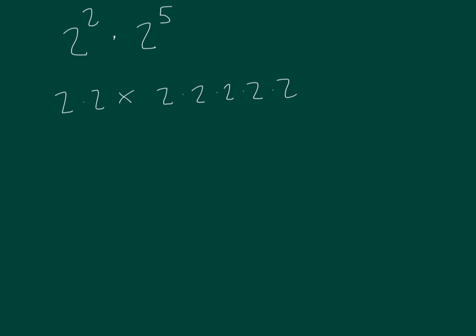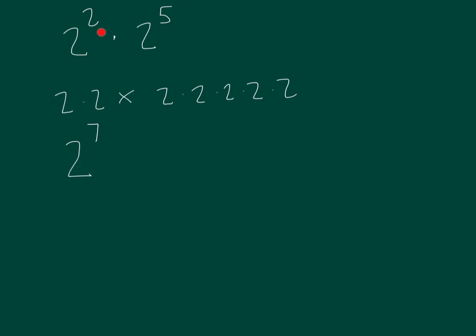Okay, here's an example where we have 2 squared being multiplied by 2 to the 5th power. Now to work this out, you would normally take the 2 squared and expand it out to make it 2 times 2. 2 to the 5th would expand out to be 2 times 2 times 2 times 2 times 2, 5 2's. Now when you multiply all these together, you notice that you have 1, 2, 3, 4, 5, 6, 7 2's being multiplied. So this is the same as saying 2 to the 7th power.